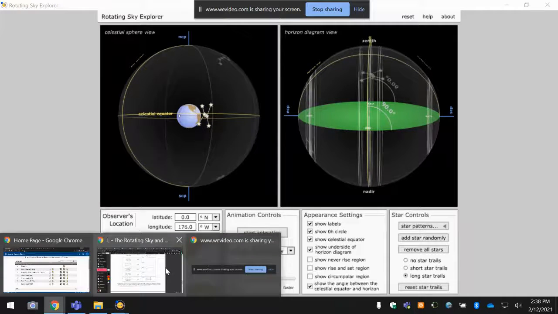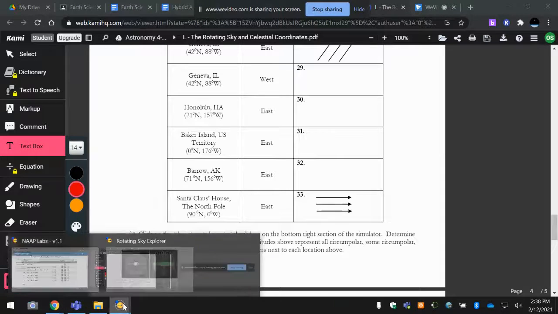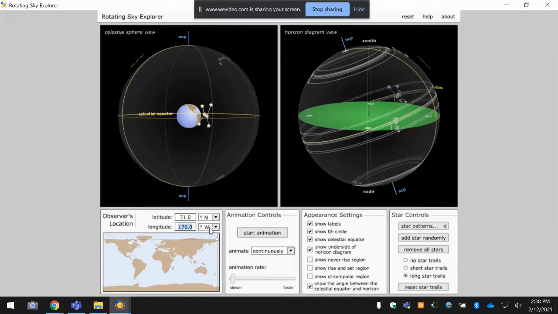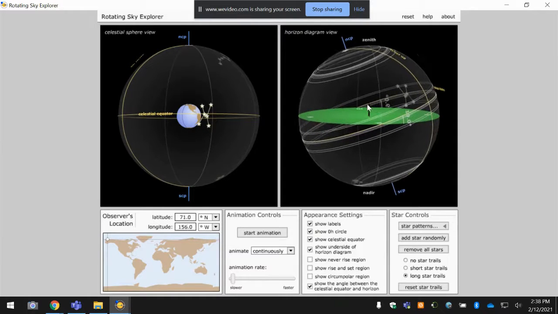Next location, Barrow, Alaska, 71 north, 156 west. Now you can see the stars are certainly at a very low angle, rising above the eastern horizon at a low angle and swinging around like so. So you're going to draw an arrow that looks like this at a very low angle, facing east.